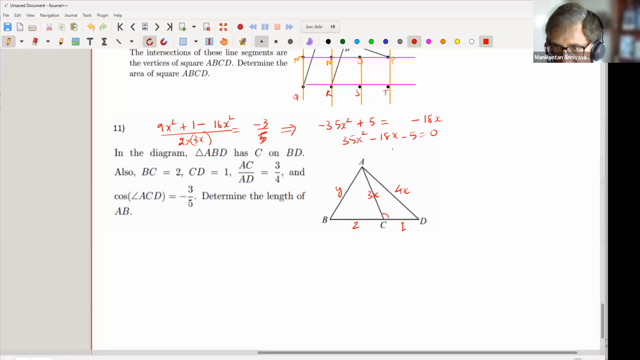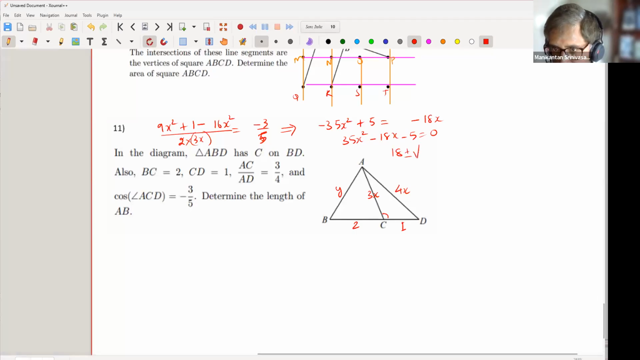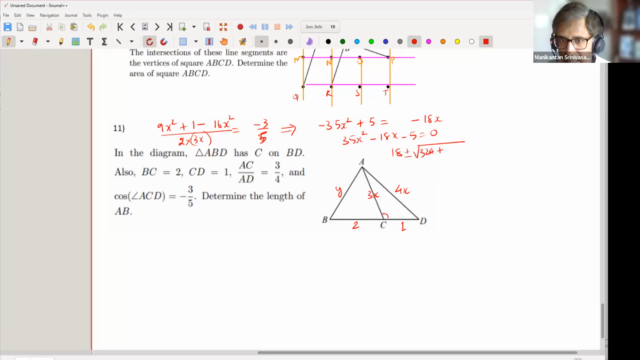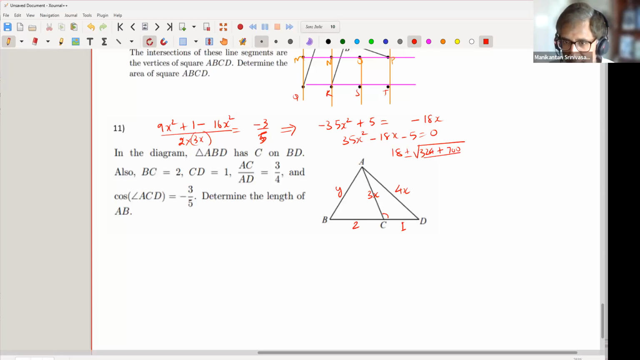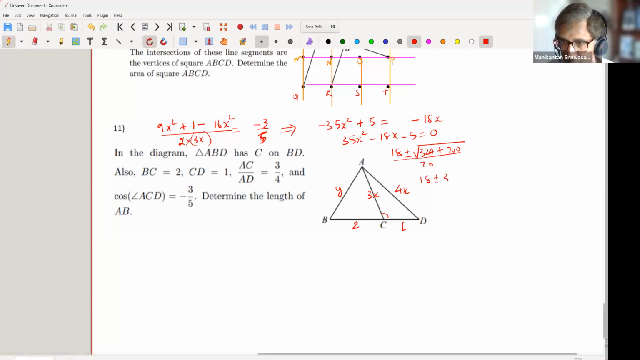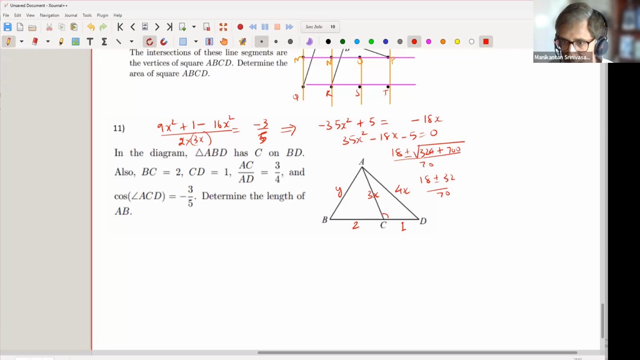So I can solve for x as minus b plus or minus square root of b squared minus 4ac. 20 into 35 is 700, 700 plus 324 is 1024, which assures me we are going in the right direction, a perfect square. So it's 18 plus or minus 32 whole upon 70. The positive root is 50 by 70, so 5 by 7. So x is 5 by 7.